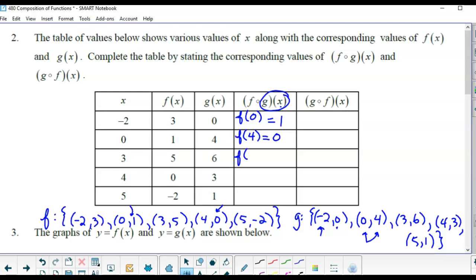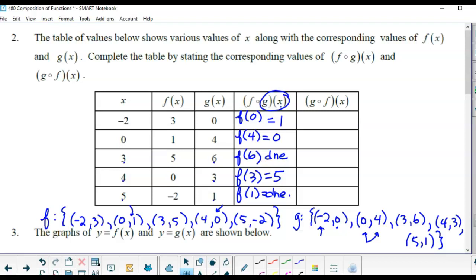Then here g of 3 is 6. So then f of 6, there isn't one. So it does not exist. Then g of 4 is 3. So then f of 3, we look at the value there, that's 5. Then g of 5 is 1. And then we look for f of 1, but there isn't one. So that does not exist.